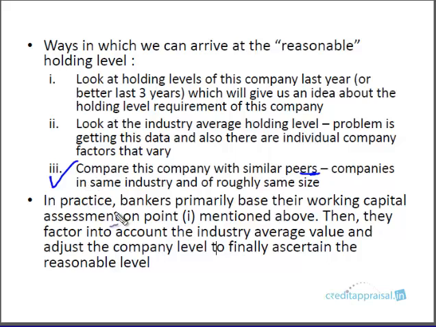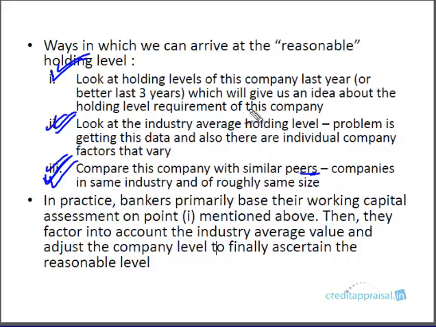This will be a very useful comparison, provided you have similar companies in your advanced portfolio. You can do this comparison. So in practice, banks follow this method. If it is an existing company, they take the last 2 to 3 years actuals and get a fair idea, then adjust this figure based on these factors, if they can get hold of them, and then use judgment to arrive at what is a reasonable level. This is what is done in practice.